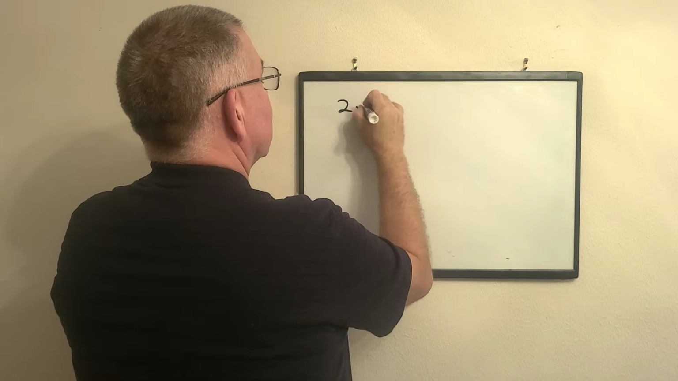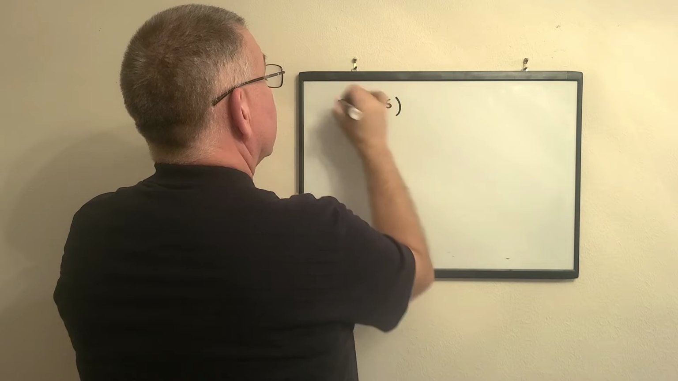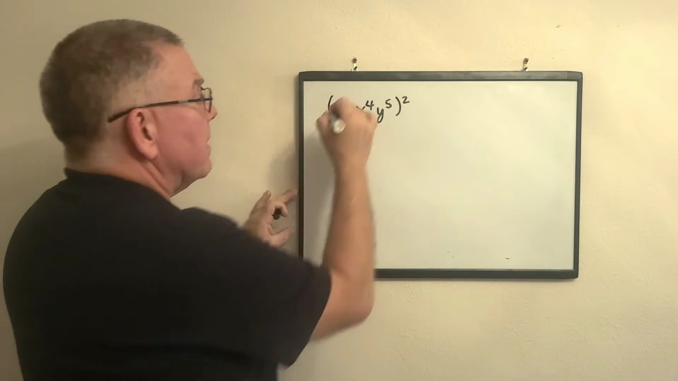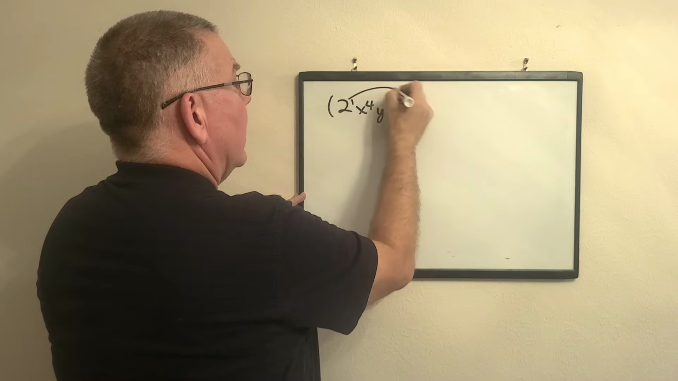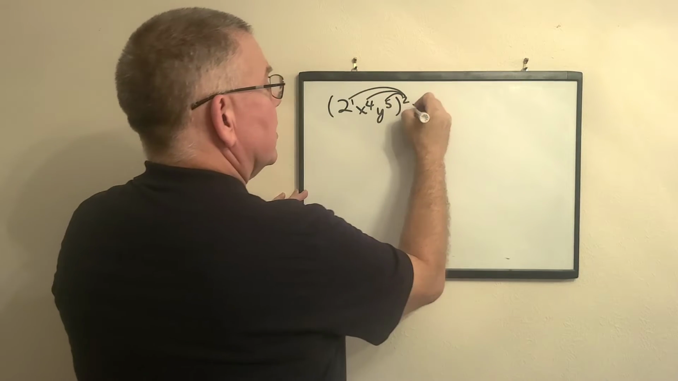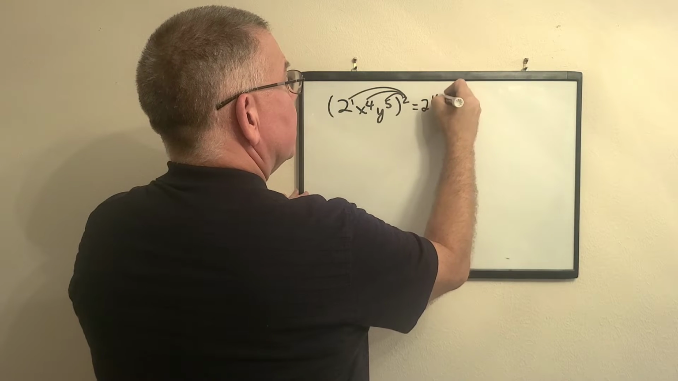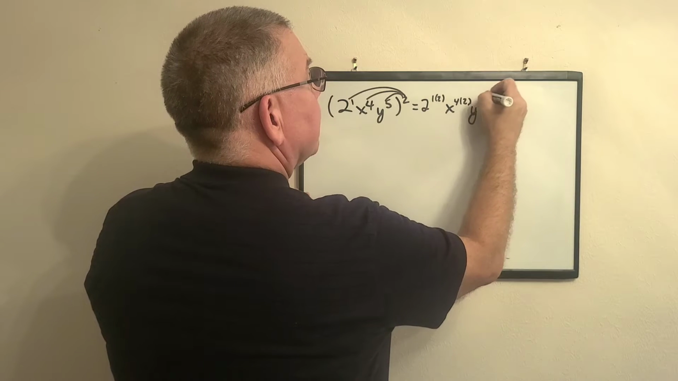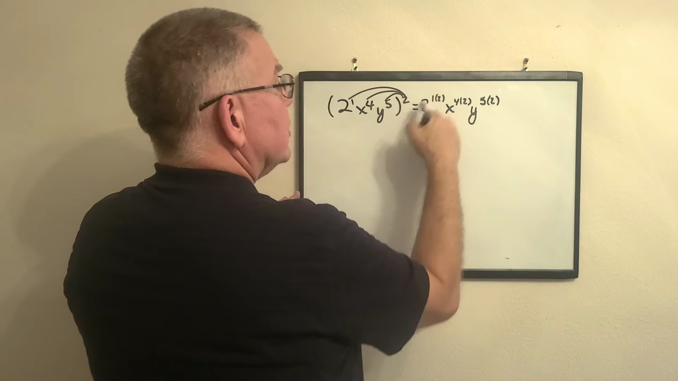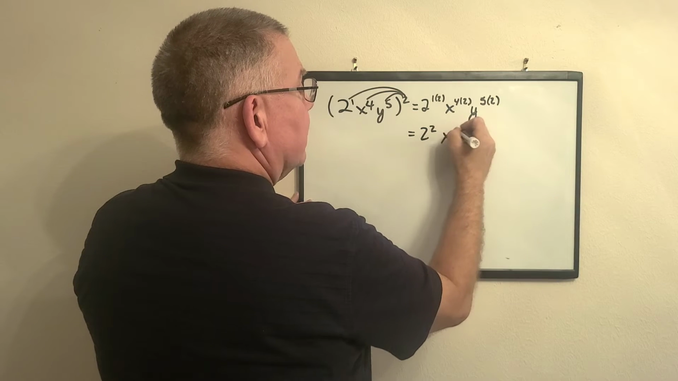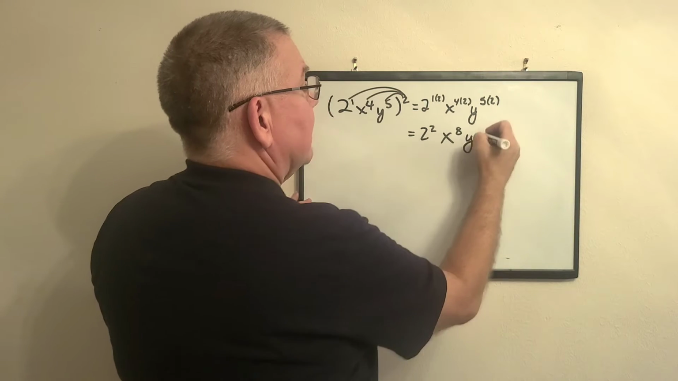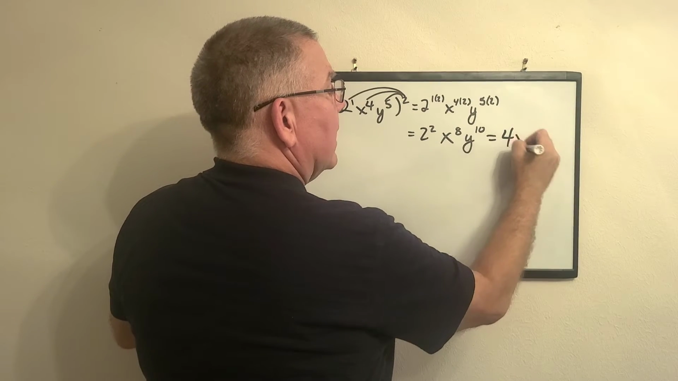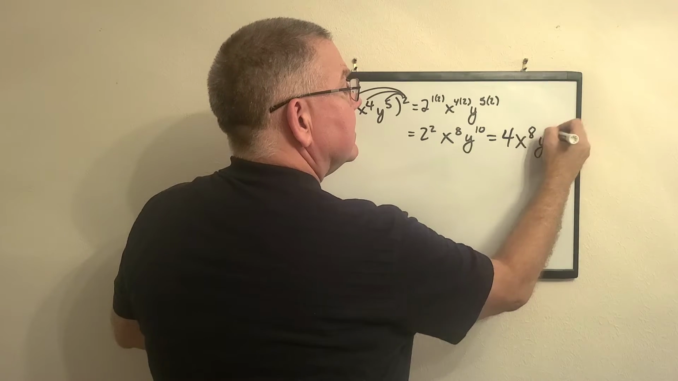Now, starting off with this one. Remember, this is 1, so I'm going to multiply in each term. So this is going to be 2 to the 1 times 2, x to the 4 times 2, and then y to the 5 times 2. So that's going to be 2 squared. X to the 4 times 2 is x to the 8th, and y to the 5 times 2 is y to the 10th. One last little thing. 2 squared is 4, x to the 8th, y to the 10th.